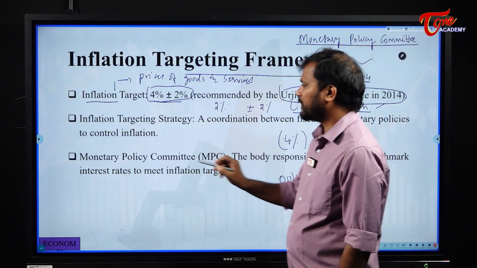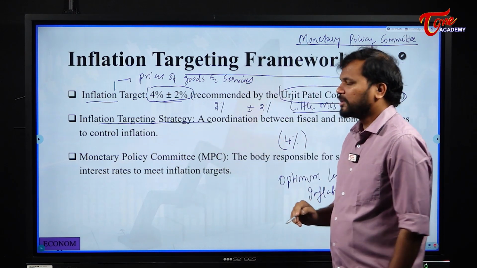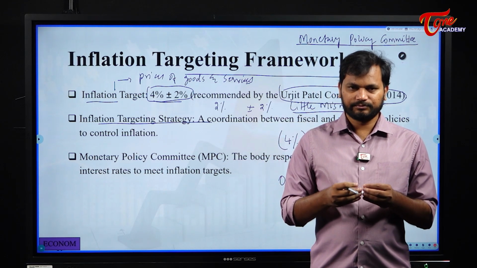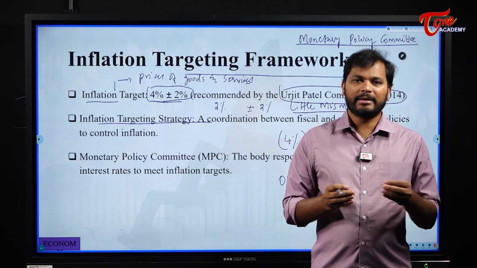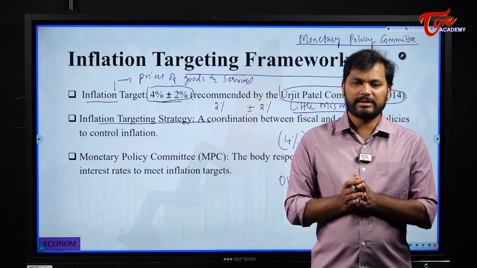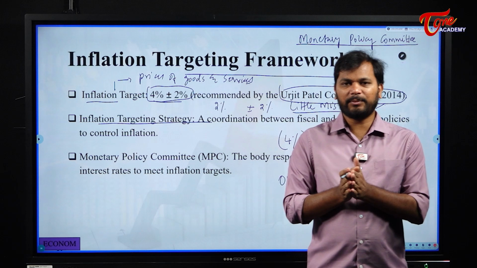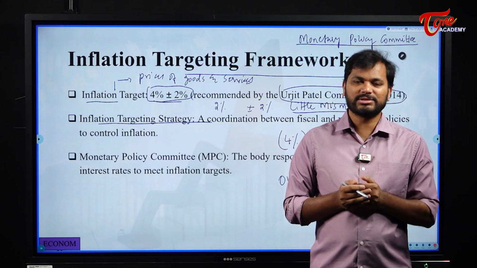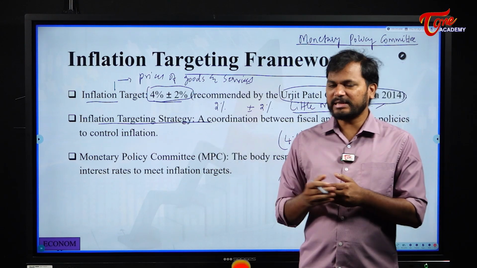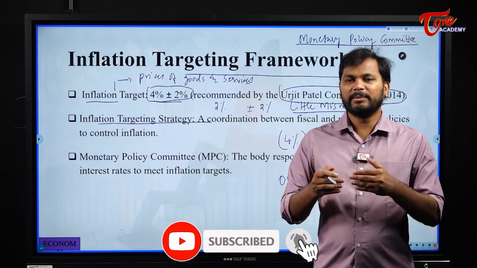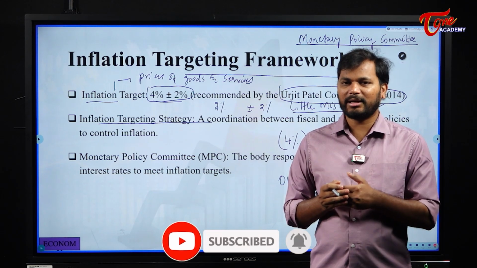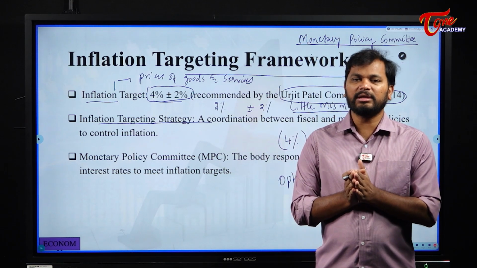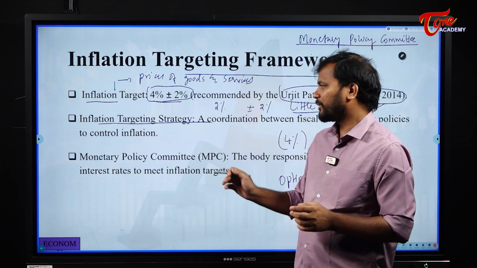Next, inflation targeting strategy. Okay. When we discussed the fiscal policy, I told you directly or indirectly that the targets of fiscal policy and the targets of monetary policy are more or less the same. The fiscal policy aims to target inflation by the system of taxation. The instrument used is the system of taxation, whereas the RBI targets inflation through many of its instruments like the repo rate, CRR, etc. So, it is the responsibility of both the fiscal policy and the monetary policy to regulate inflation.